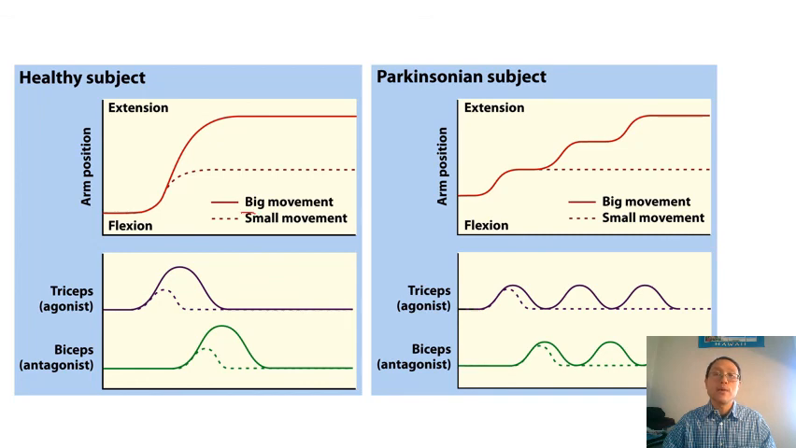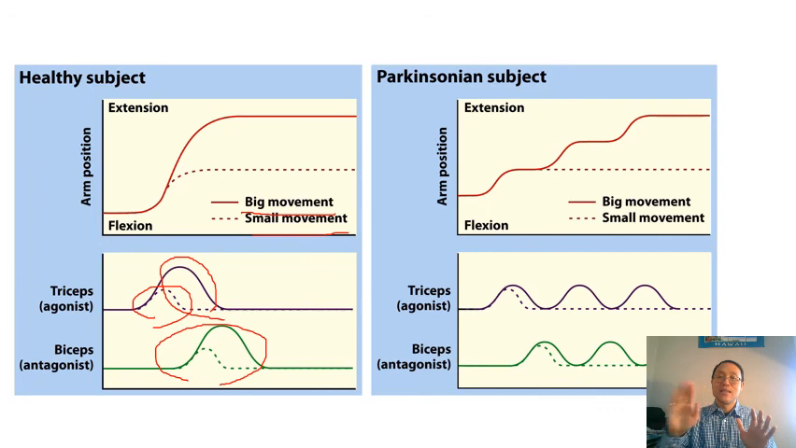So you can see that the big movement produces a big effect, and the small movement produces a smaller effect, followed by the antagonist muscle movement. But Parkinsonian patients have an issue with the bigger movement. Their big movement and small movement are similar in magnitude. So what they are doing is more like a robotic kind of movement.